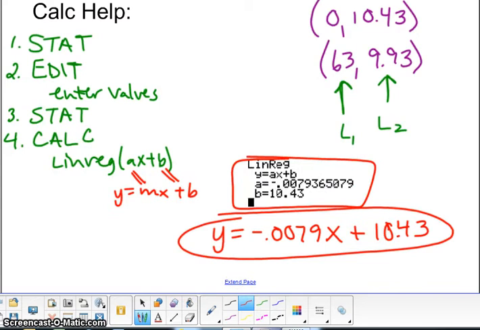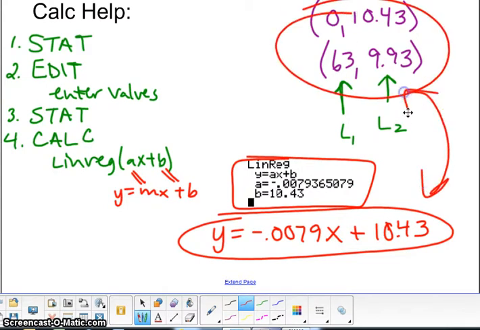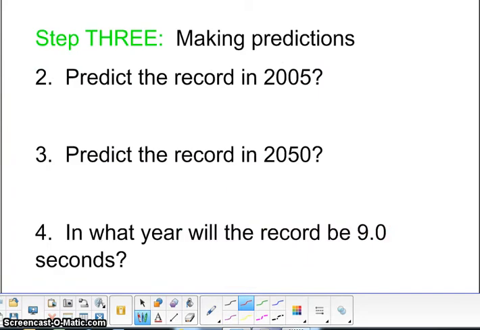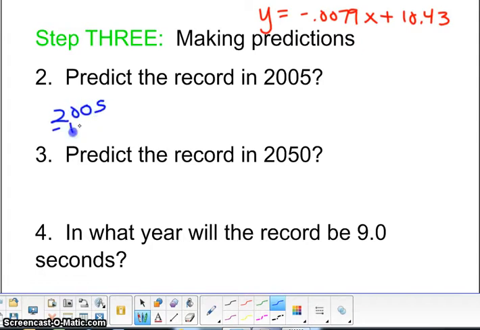And that is called a linear function that fits to these set of data points. Okay, so now step 3, we're going to make predictions. Predict the record in 2005. In order to predict this, we need to be able to figure out how many years later than 1920 2005 is. So just a simple subtraction problem will help you with this. And when you subtract, you get 85 years later.